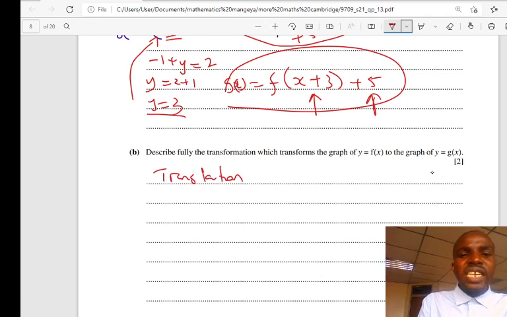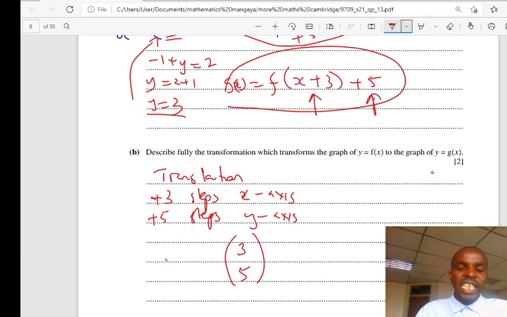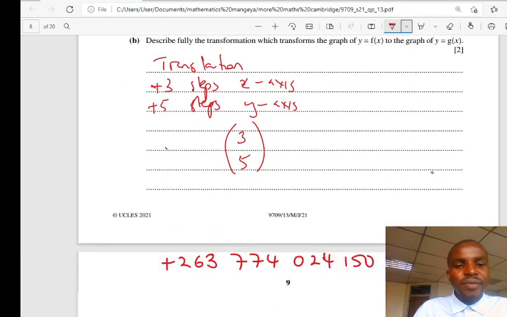Right, translation. Then add plus 3 steps on the x-axis, then plus 5 steps on the y-axis. You can simplify using the translation vector. You can say (3, 5). Then this one is the translation vector, right? 3x and 5y. Then you are done.